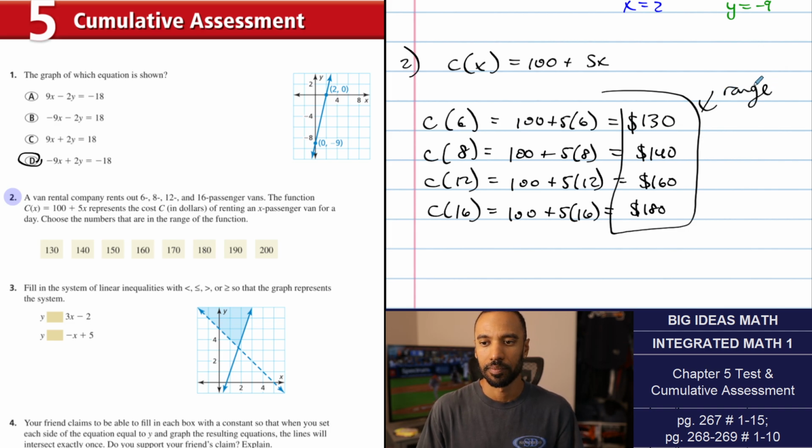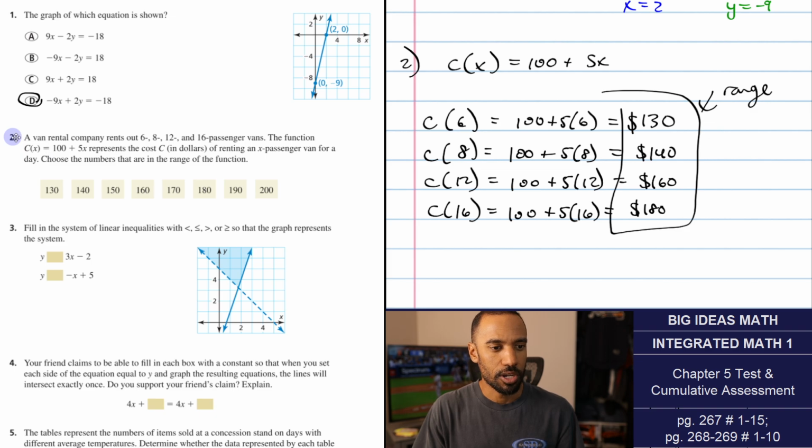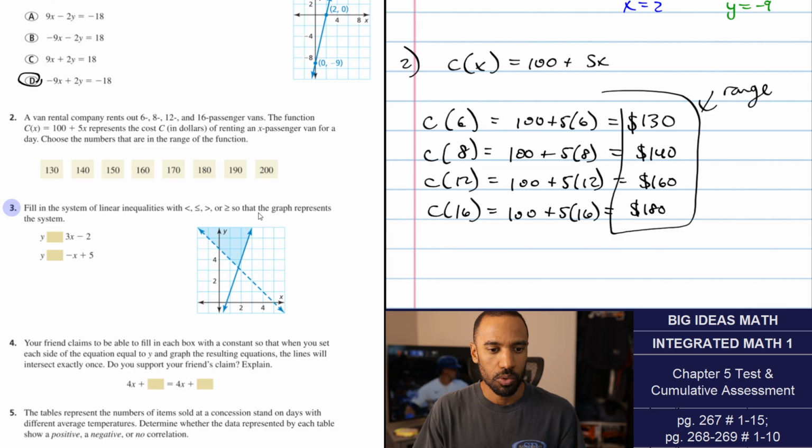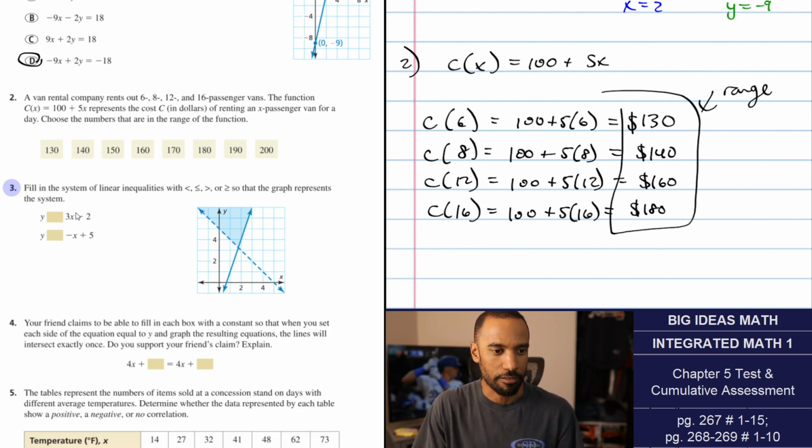Like that. Number 3. Fill in the system of linear inequalities, chapter 5, with less than or equal to, greater than, or greater than or equal to, so the graph represents the system. Now, both of these look like they're above the lines, and because they're y in comparison to them, they will both be some form of greater than.